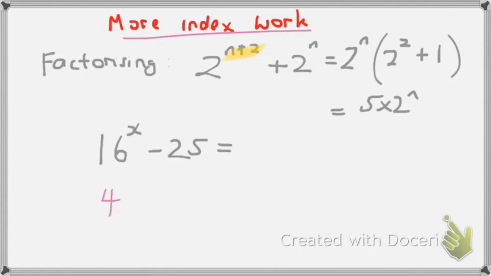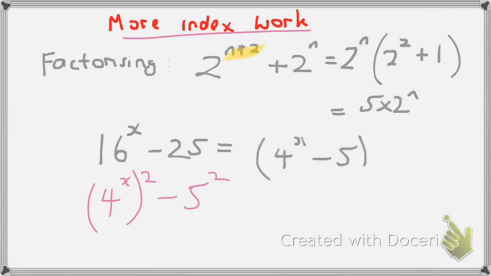16 to the power of x is 4 to the power of x squared, right? 25 is 5 squared. So this is 4 to the power of x minus 5, 4 to the power of x plus 5. And that might be useful for some reason, I don't know.